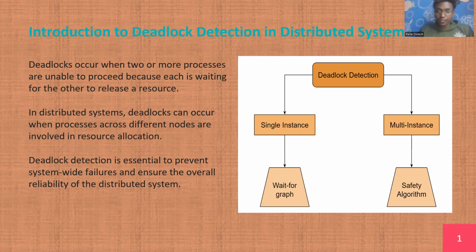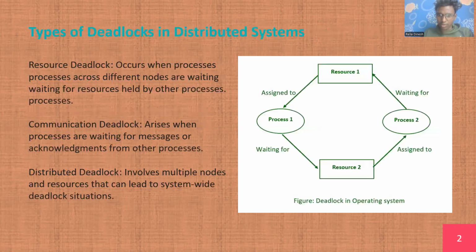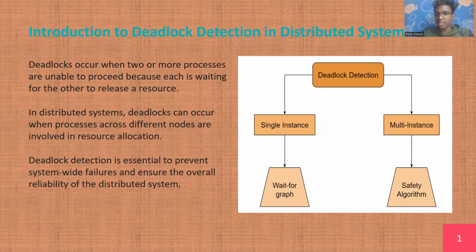This is the deadlock detection. Without deadlock detection, widespread system failures will occur in distributed system. By using deadlock detection, we will prevent the system-wide failures, and we will increase the reliability also. Here we can see the deadlock detection in single instance and multiple instance. In single instance, we have the wait-for graph, and for multiple instances, the safety algorithm.